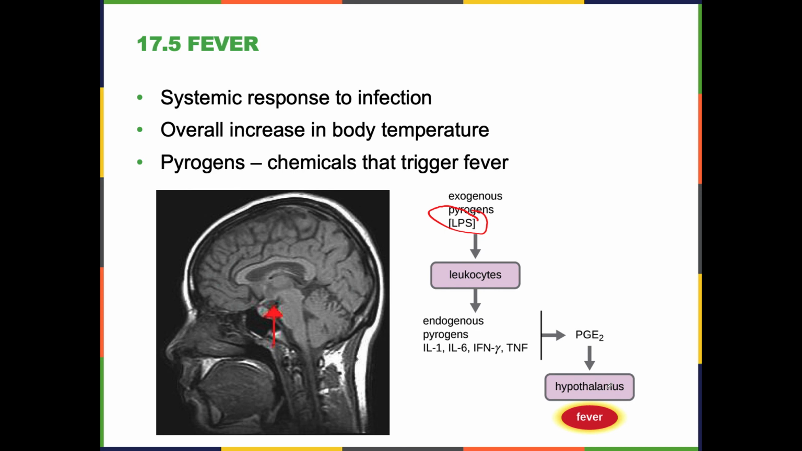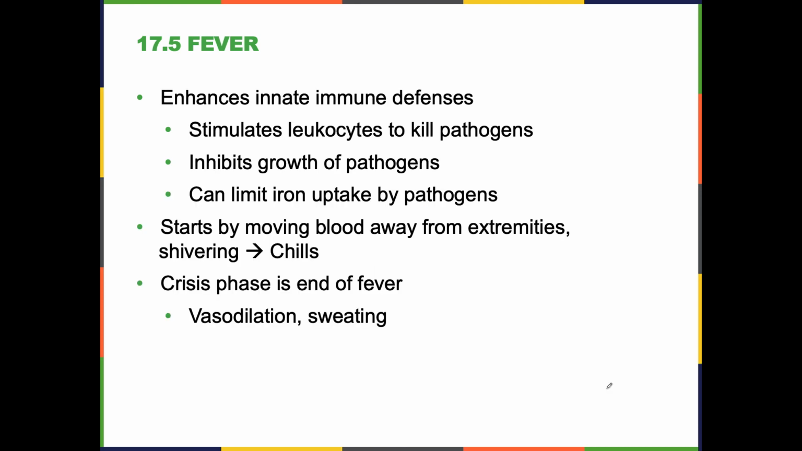Now, we always think of fever as bad, but like with inflammation, fever is good, right? Because it enhances the innate immune response. It stimulates leukocytes to kill pathogens. It allows them to work just a little bit faster, much better. Pathogens generally grow best at like 35, right? So by increasing the temperature just a couple of degrees, it actually slows their growth down just a tad, right?